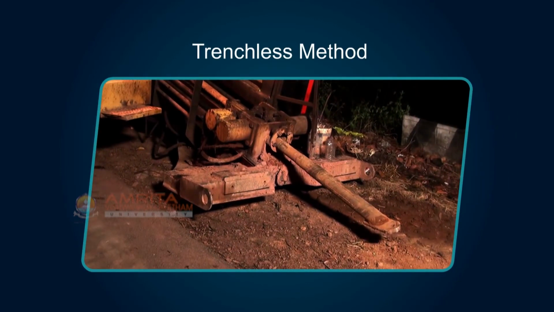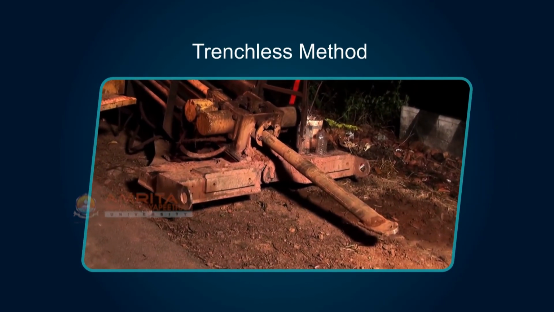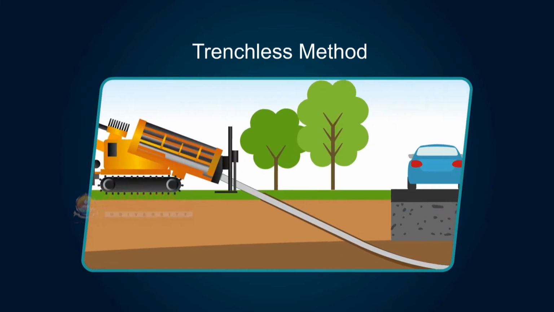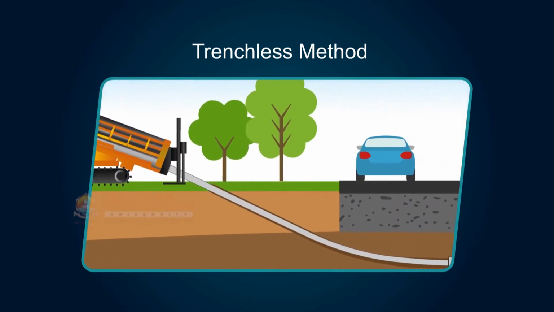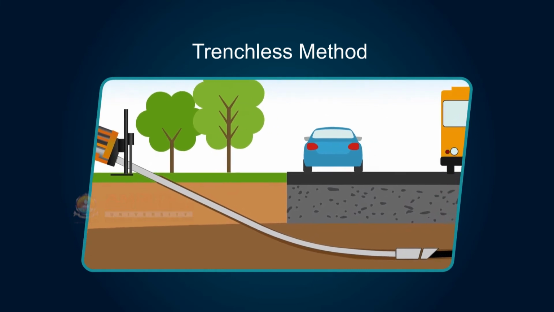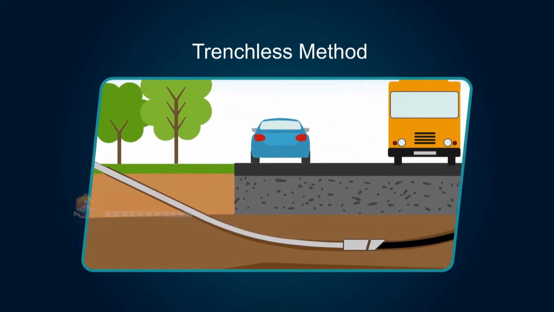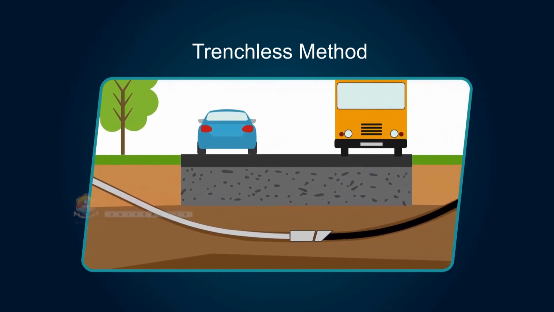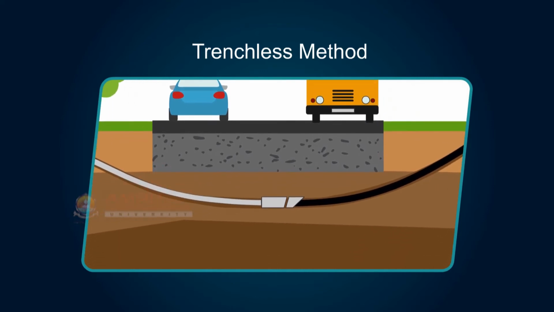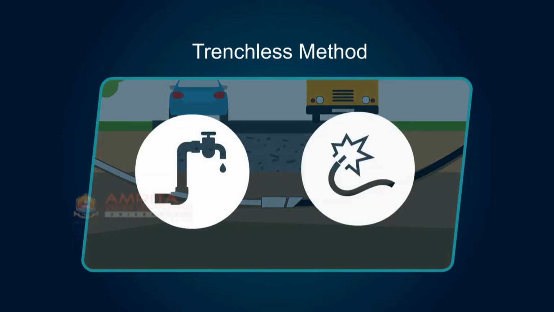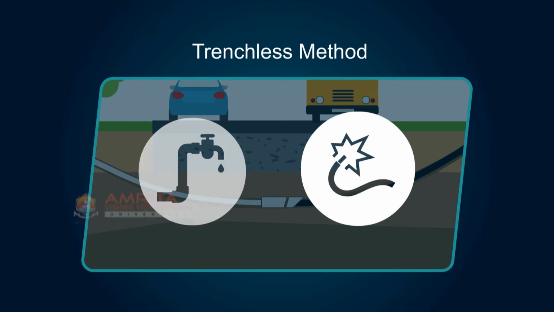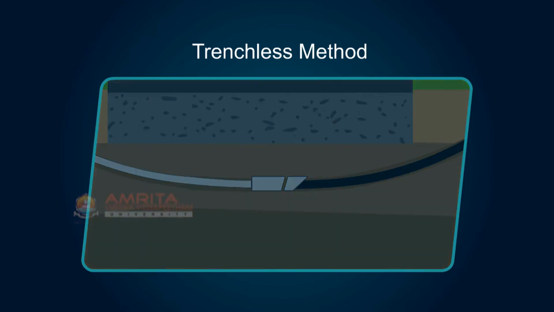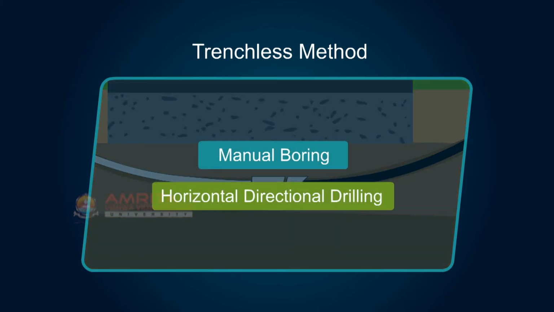Trenchless method. The trenchless method is used for drilling through the ground without making an open trench. It is preferred where there is busy traffic, railway tracks, or where an open trench is not affordable. It creates less encounter with other utilities like water lines, electrical cables, etc. The trenchless method is also of two types: manual boring and horizontal directional drilling.